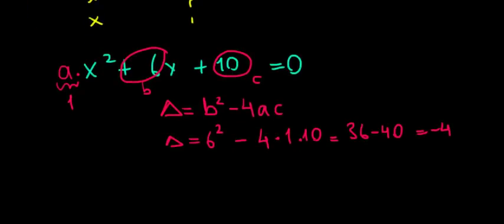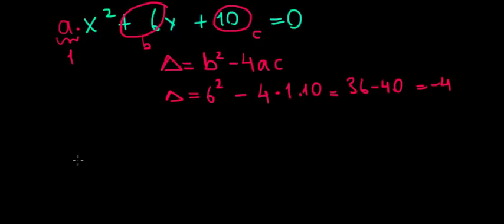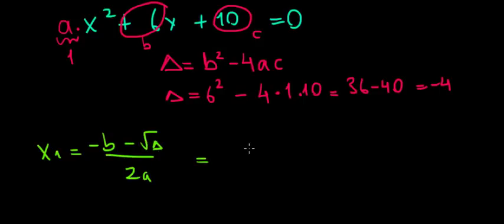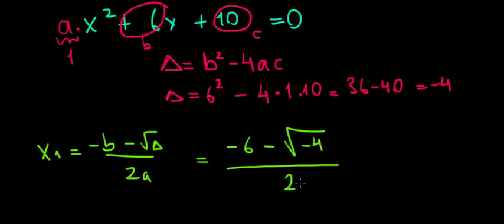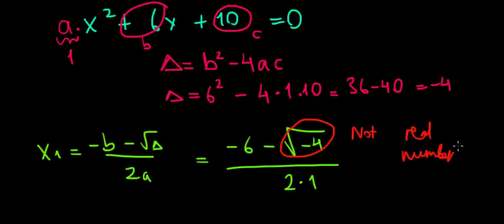Alright, we have delta. Let's try and find x. x1 is equal to minus b minus the square root of delta, divided by 2a. Minus b is just minus 6, minus the square root of minus 4, divided by 2 times 1. Now, what happens here? We have the square root of minus 4, and that's not a real number. We cannot take the square root of a negative number. And if it's not a real number, we cannot have a real result, meaning that we do not have an x value here.